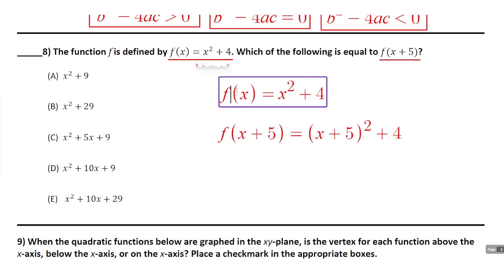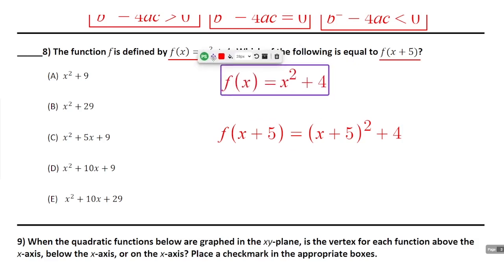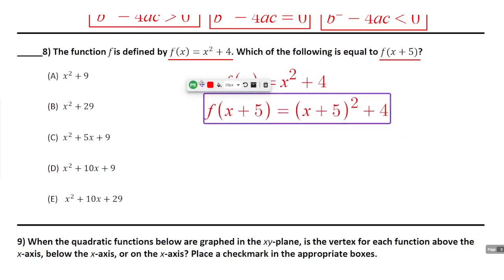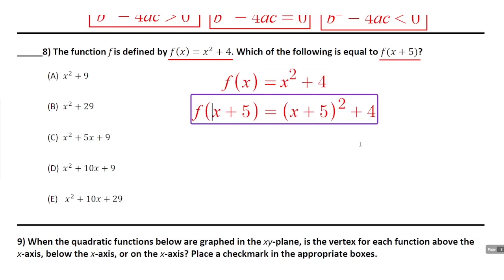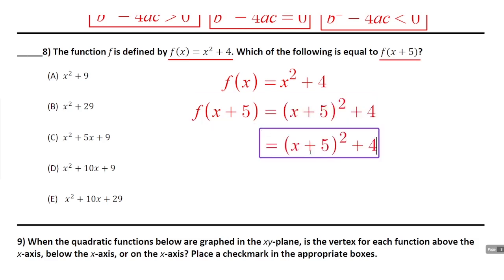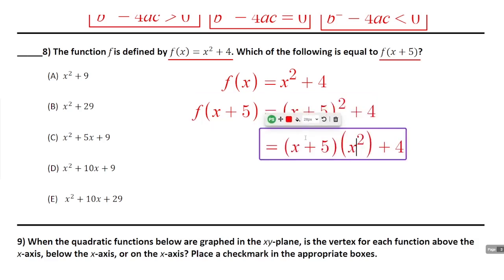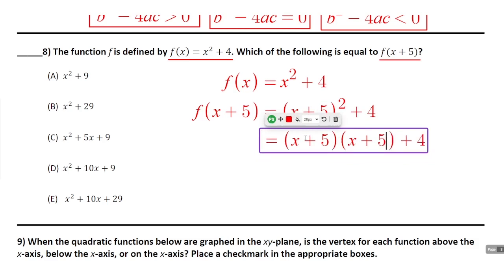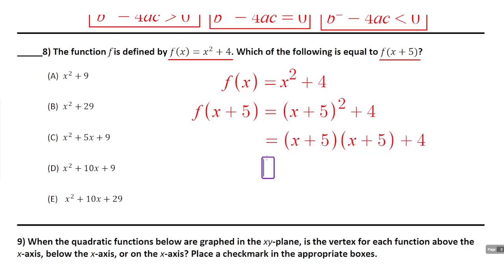Now, none of the answer choices look exactly like this, and that's because they've all been simplified and put into standard form. So what we need to do is square this out, kind of like we did in problem number 1, and then add this 4 to the end. So first I'll square out the x plus 5, and whenever you square something, that means you're multiplying it by itself. So this would be x plus 5 times x plus 5. Then you want to distribute here.